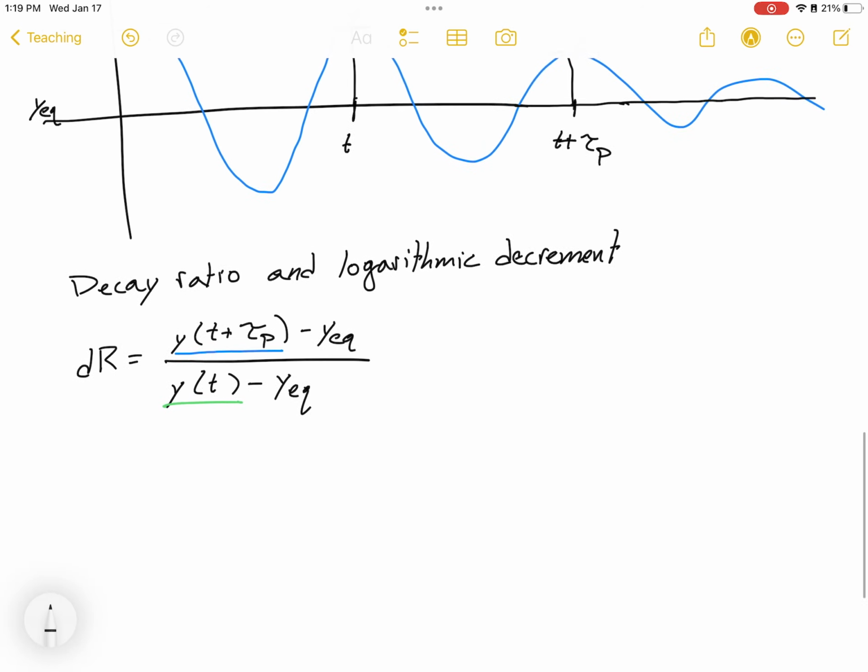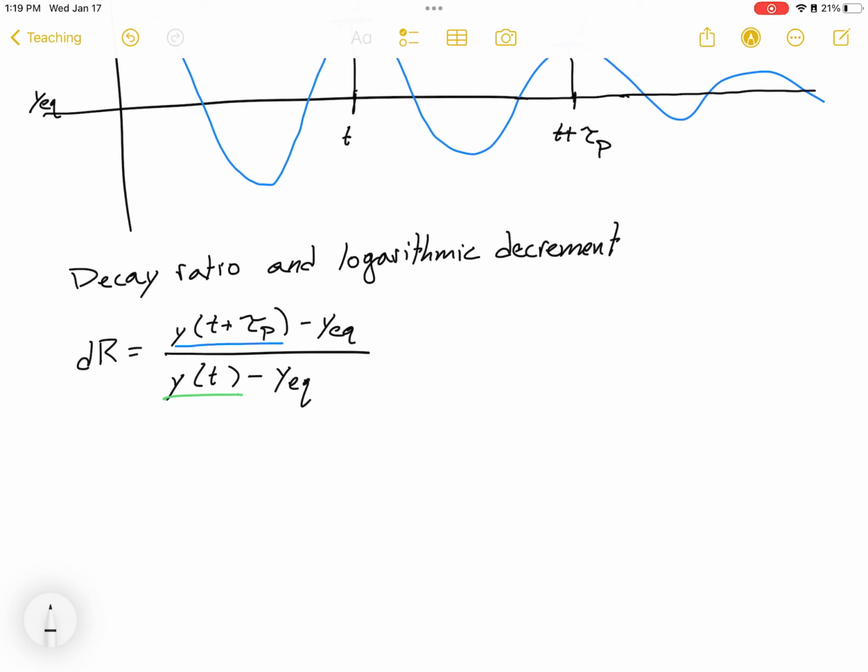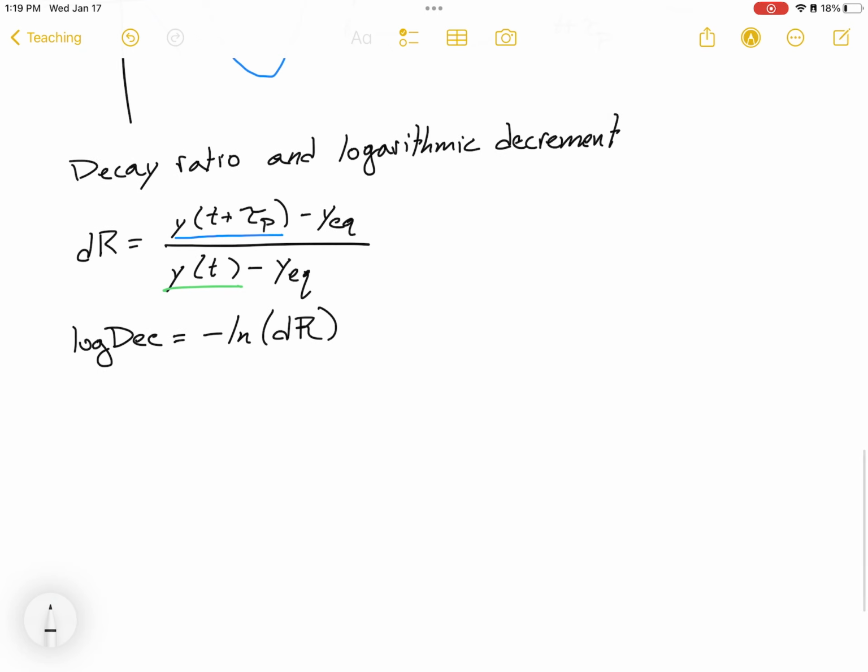And then we can use this physical quantity to start doing some analysis. And so the logarithmic decrement, so there's a logarithm in there, is minus the natural log of the decay ratio. So you take the decay ratio, you take a logarithm of it, and you're left with the logarithmic decrement. And this is useful for system identification. It's useful for identifying some of these parameters of our system.